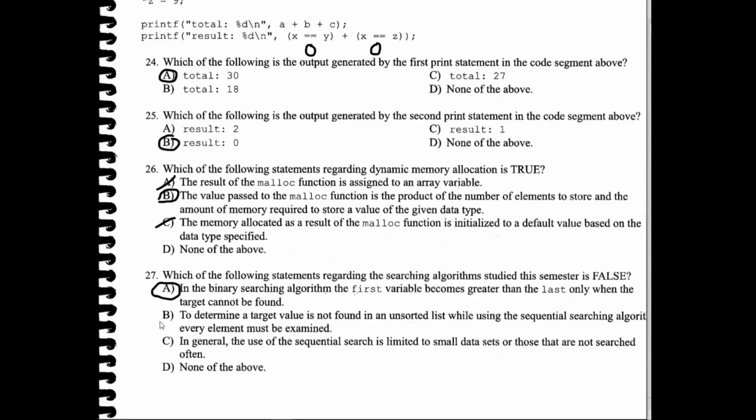B. To determine a target value is not found in an unsorted list while using a sequential searching algorithm, every element must be examined. That is true. And C, in general, the use of the sequential search is limited to small data sets or those that are not searched often. That is also true because sequential search is very heavy on resource usage.